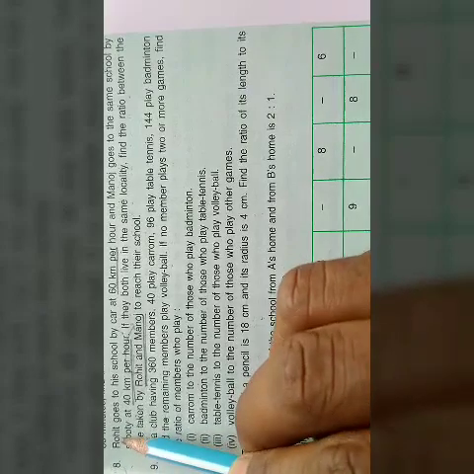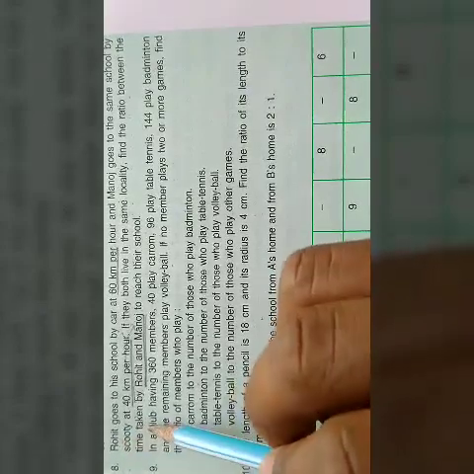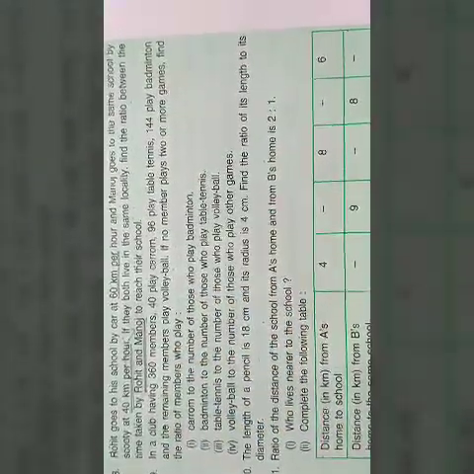So first of all, find out the time taken by Rohit and the time taken by Manoj. Then find out their ratio. So let's start to solve this question. First of all, question number 8. We will solve for Rohit.